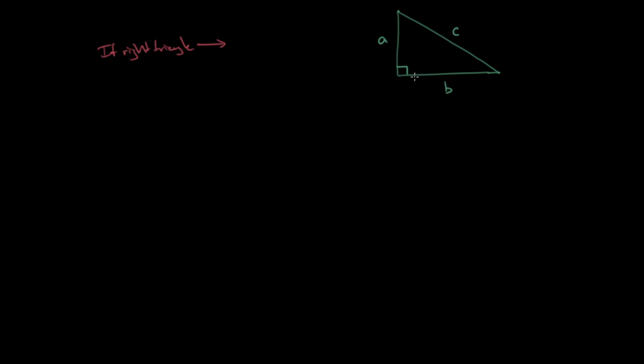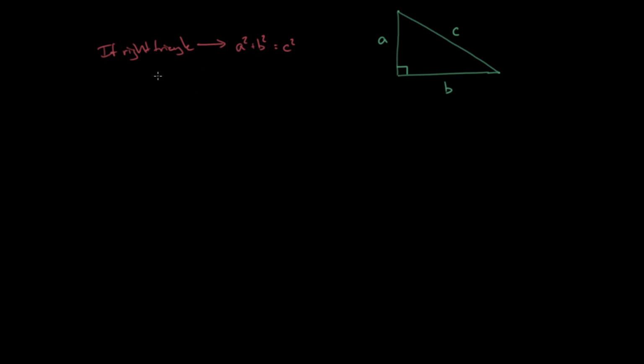then it'll be the case that my two legs, if I square each of them and add them together, I will get my hypotenuse squared. So this will be the case for any right triangle whatsoever. And so this is my Pythagorean theorem.